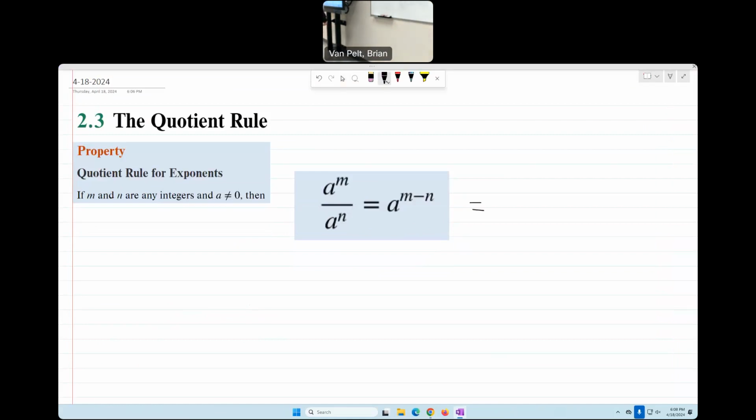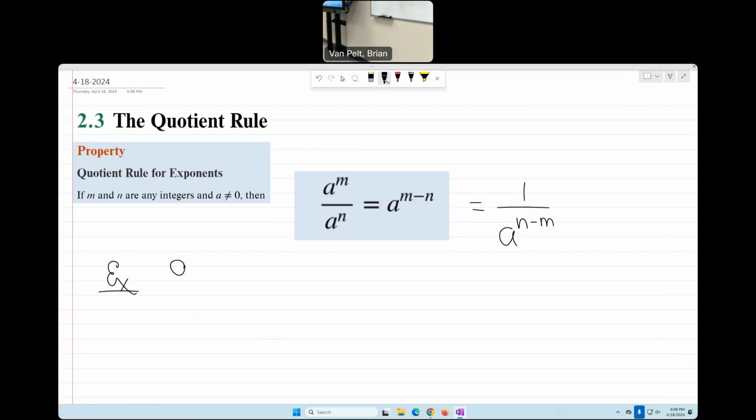This also equals 1 over a to the n minus m. Be careful here. You may not realize this, but that exponent up there is the negative of this one. That's why this one's up and this one's down. Either one of these is going to be useful. Let's do quick examples to illustrate when you might use each.